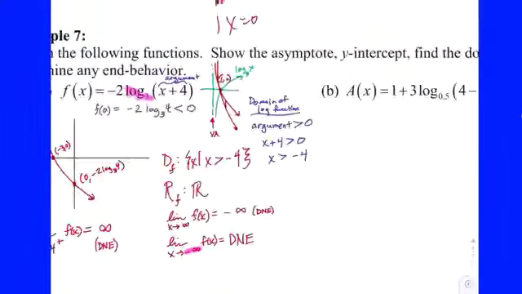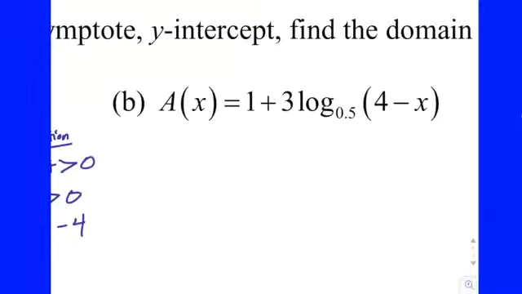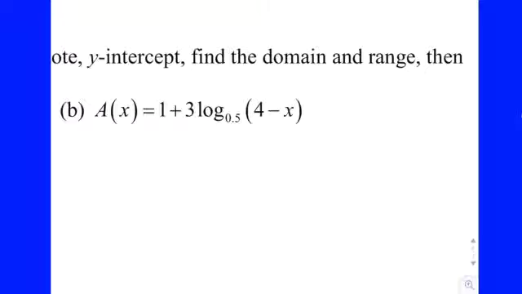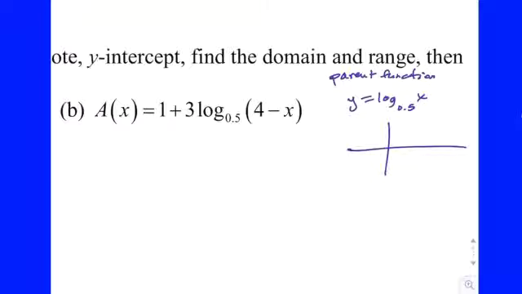All right, so let's move to example B. What's this function's name? A, right? Of x is the independent variable. Okay, what's the parent function? Yes, the parent function is y equals log base 0.5 of x. So let's quickly sketch what it looks like. It's of the form log base b of x, so it has a vertical asymptote on the y-axis, and it passes through the point 1, 0. But is it logarithmic growth or logarithmic decay?